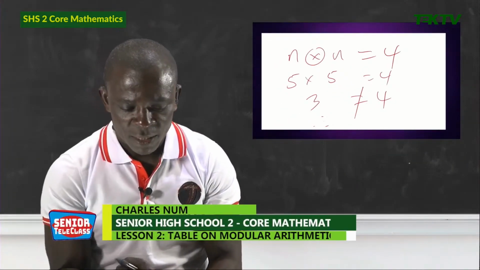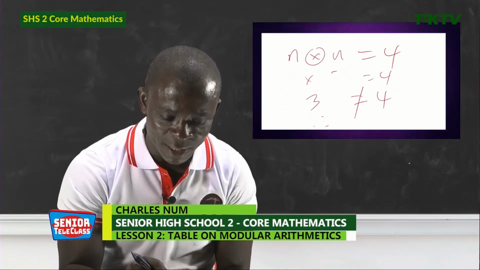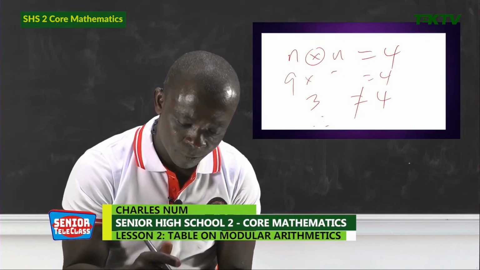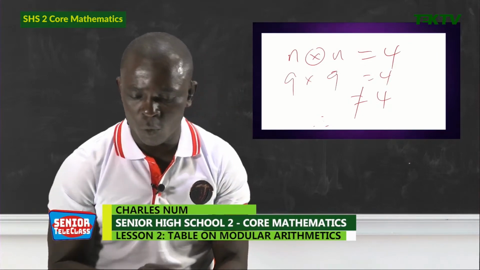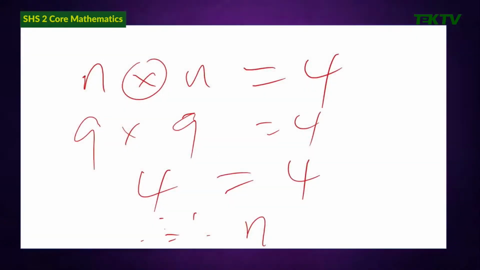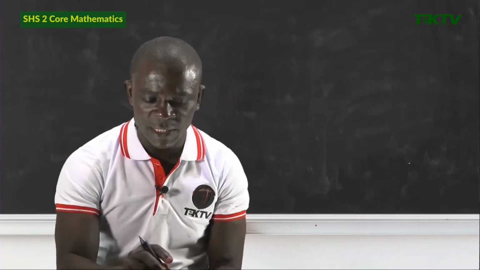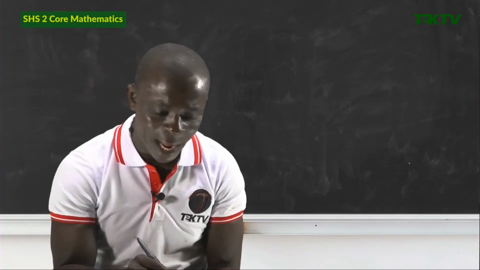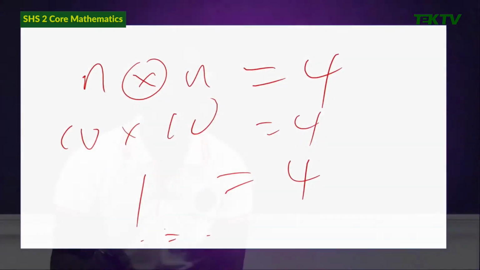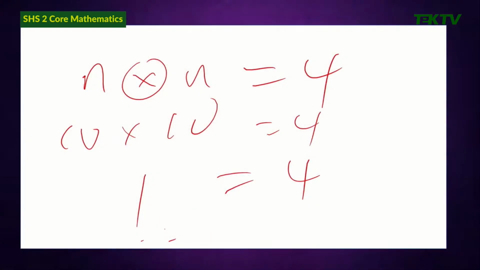Then we move on. In place of n, let's look at 9. From the table, 9 by 9 is 4. And 4 is equal to 4. So therefore, n is equal to 9. We have that in mind. We check with the other element, which is 10. 10 by 10 from the table is 1. And once again, 1 is not the same as 4. So we had only one answer, and that is 9.